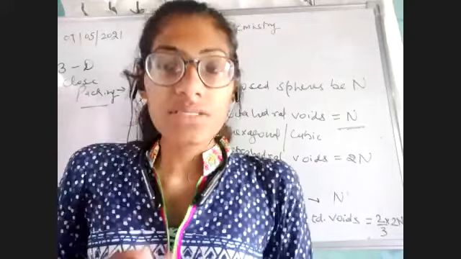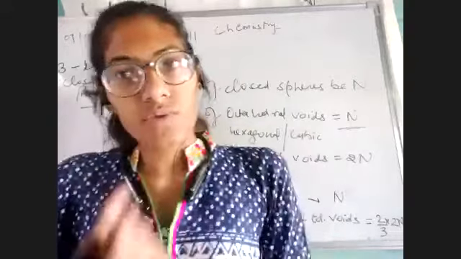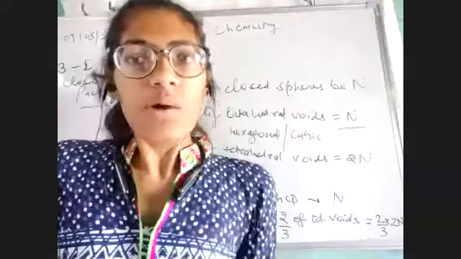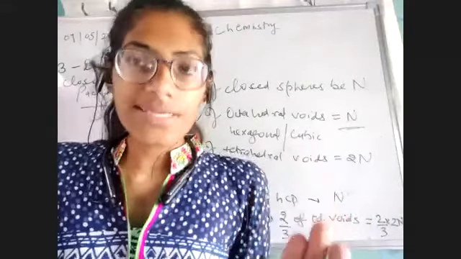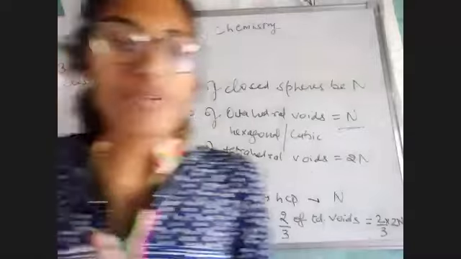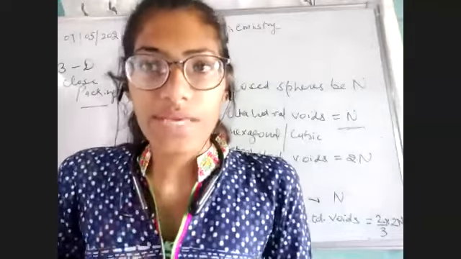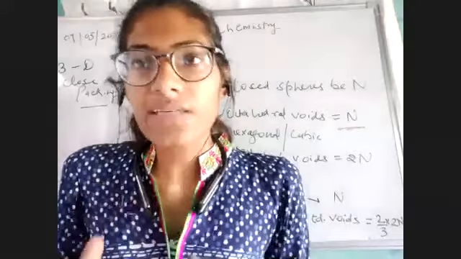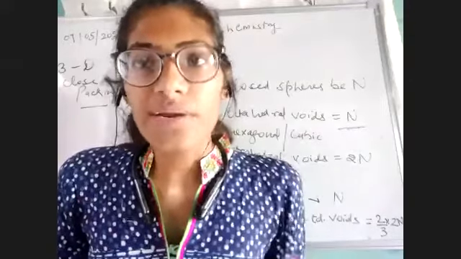And on the basis of this, we have generated two types of voids, octahedral as well as tetrahedral. And after that, we have just done these numericals. Now, this was all we have done till now in the solid state. If I'm talking about your board exams, how much score can we secure for the solid state?